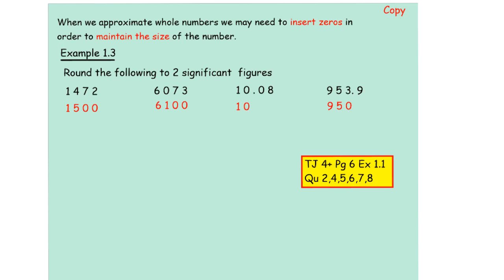And then this last one, what have we got? 953.9, so 4 significant figures. After the 5 is a 3, so that means the 5 will stay the same. But the 3 can't just disappear because that would change the columns that the 9 and the 5 are in. So we replace the 3 with a 0, but the 9 doesn't need to be replaced with a 0 because it's after the decimal point. So that one stays as 950.